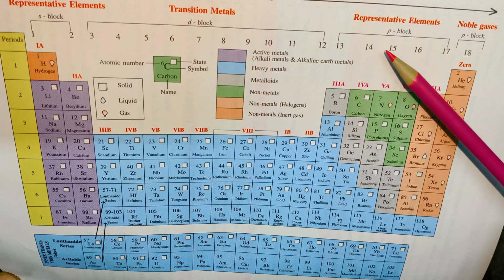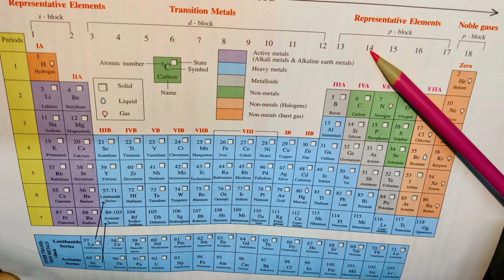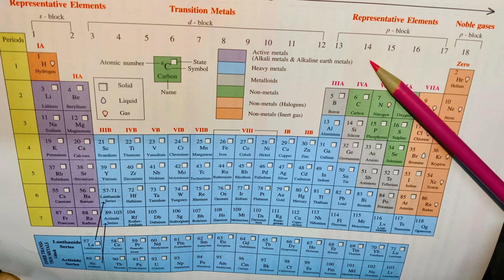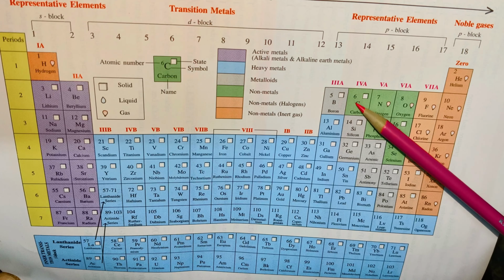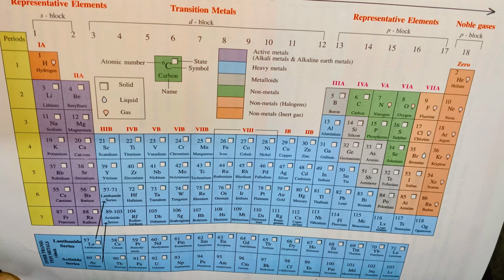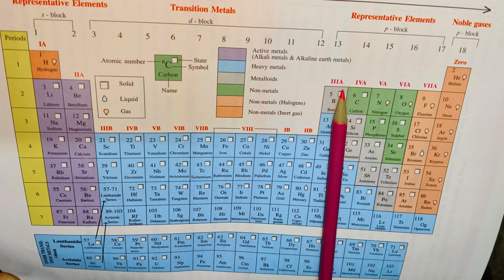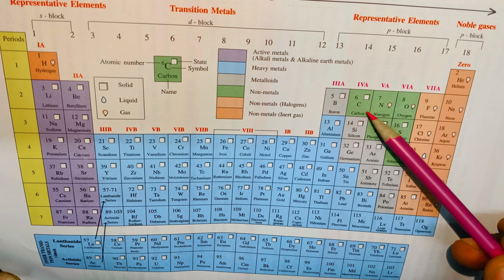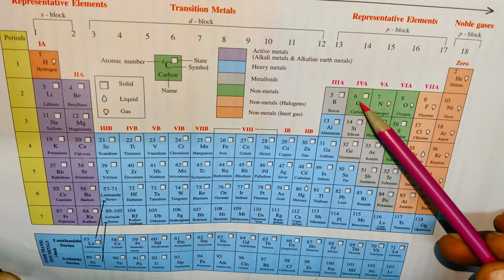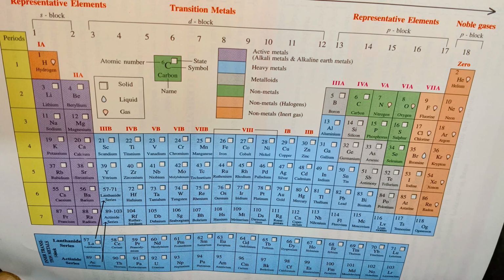Now, which group does carbon belong to? The 14th group. Carbon belongs to the 14th group. You can see here carbon in the 14th group. So in the 14th group the first element is carbon. Here you can see the atomic number is 6. The symbol of carbon is C.